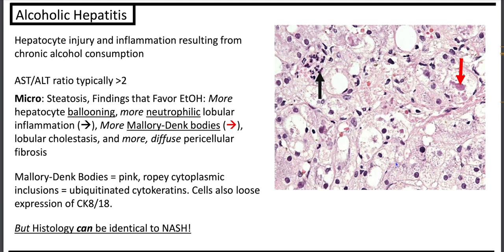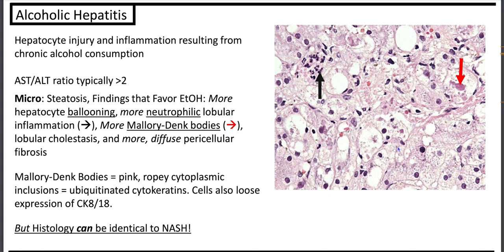You can have steatosis, but how do you differentiate that from alcoholic hepatitis? Well, besides serology, you're going to see more hepatocyte ballooning. You're going to see more neutrophilic lobular inflammation, and you're going to see more Mallory-Denk bodies here. You can get lobular cholestasis and more diffuse pericellular fibrosis, but look for that lobular neutrophilic inflammation, that many Mallory-Denk bodies, as well as many balloon cells.